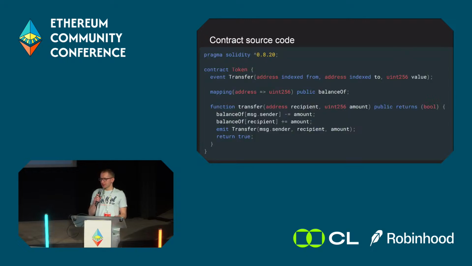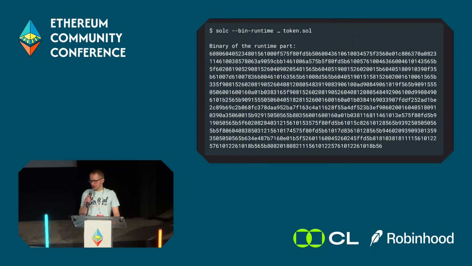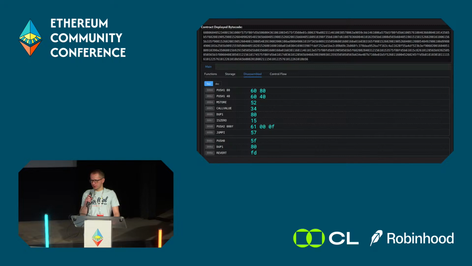So here is a basic contract. It's not ERC20, but some simple contract. If we compile it with the Solidity compiler, all we can see is the binary of the runtime part, which is just pairs of bytes, and we can decompile it. So basically, 6080 is instruction PUSH1 80, and so on. This is a one-to-one mapping, just like written in the Ethereum Yellow Paper.